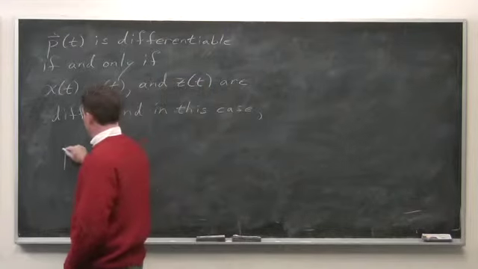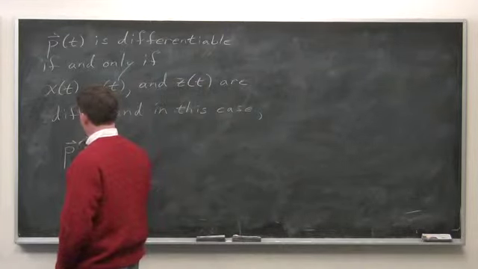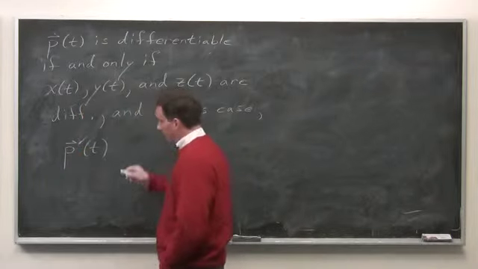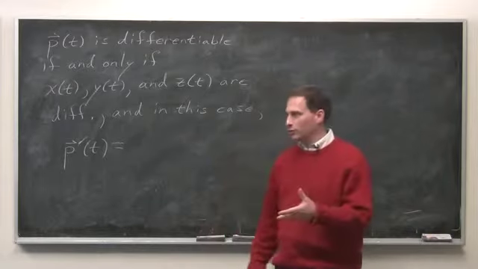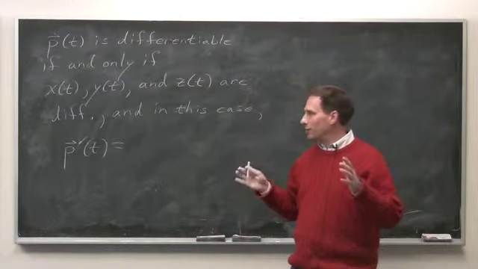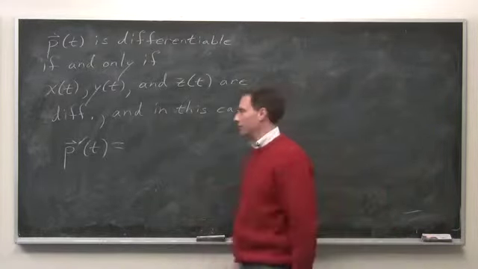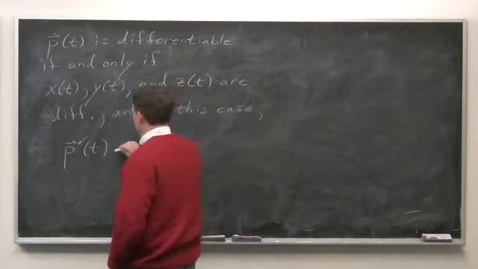the derivative of p of t, by definition, is, well, you write the limit that looks like the derivative, or you could just say you take the vector that has the derivatives of the component functions. For components, those are the same.